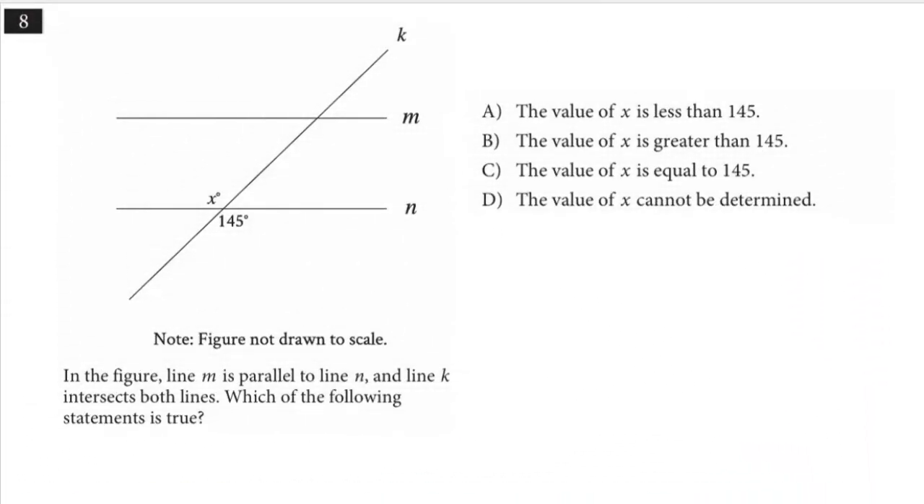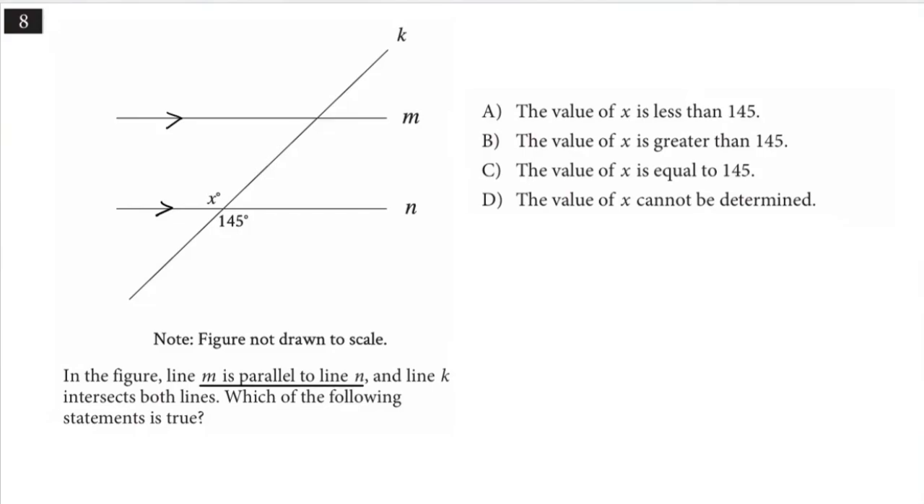Okay. Question 8. I can see these lines M and N, and there's another one, K, not drawn to scale. In the figure, line M is parallel to line N. Unless the question says so, you should not assume that lines are parallel, but since it's given, I know they are parallel. And line K intersects both lines. So there's another line which intersects. Which of the following statements is true?